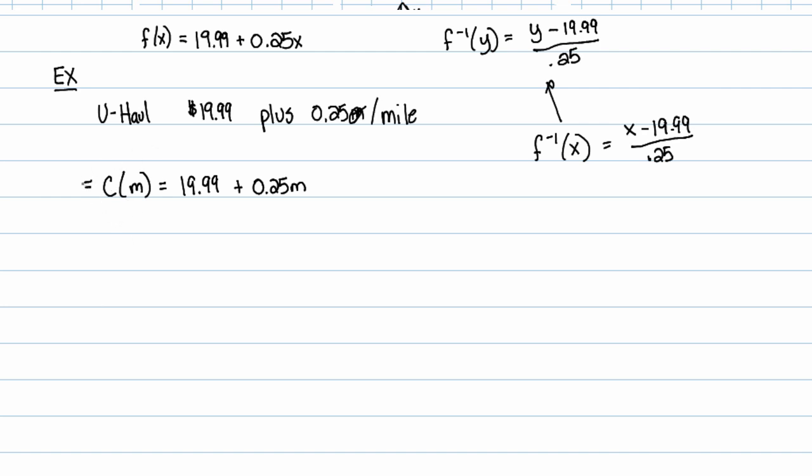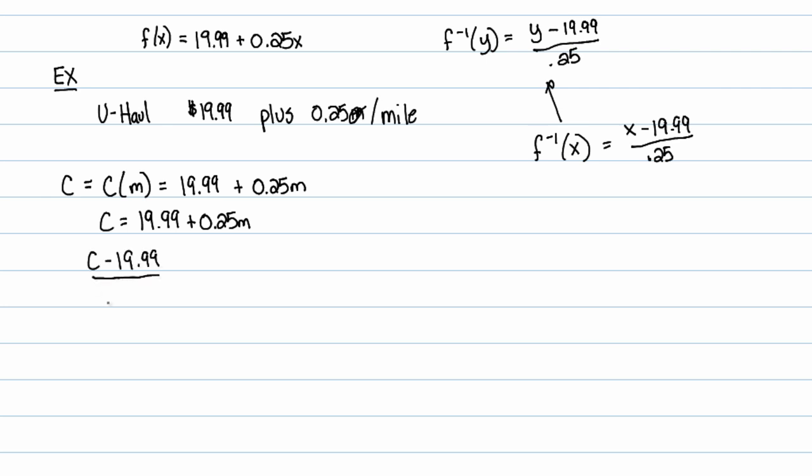I'm going to use the letter C to represent my function. So C is equal to 1999 plus 0.25m. This whole business where f of x is always equal to y, that's nonsense. You could choose any letter you want, honestly. So let's solve this for m. Subtract 1999 from both sides, and then divide both sides by 0.25. And you will get that m is equal to that expression right there. And in fact, that's the inverse function, because we just found the inverse.